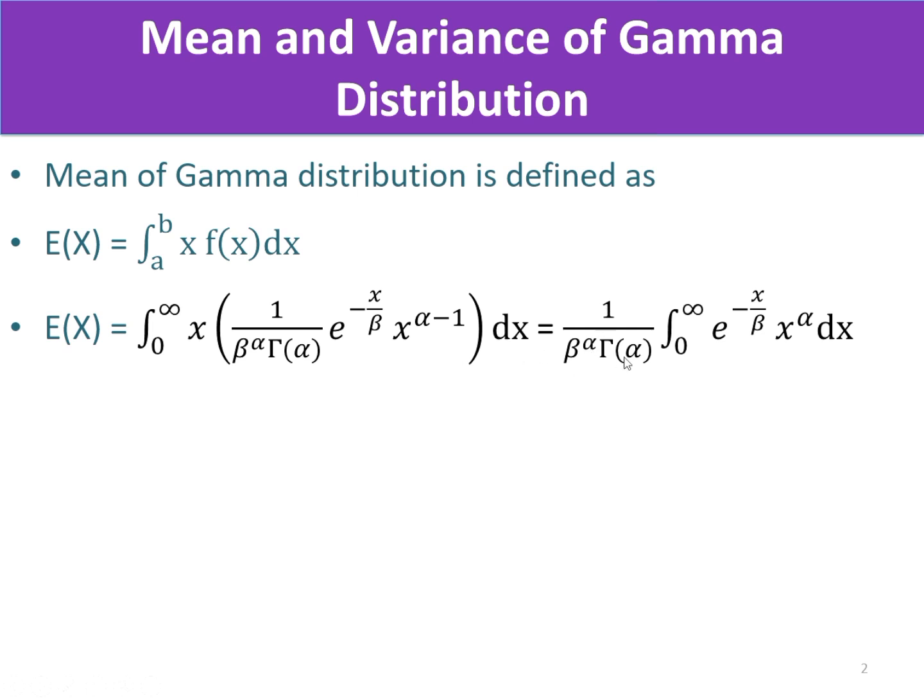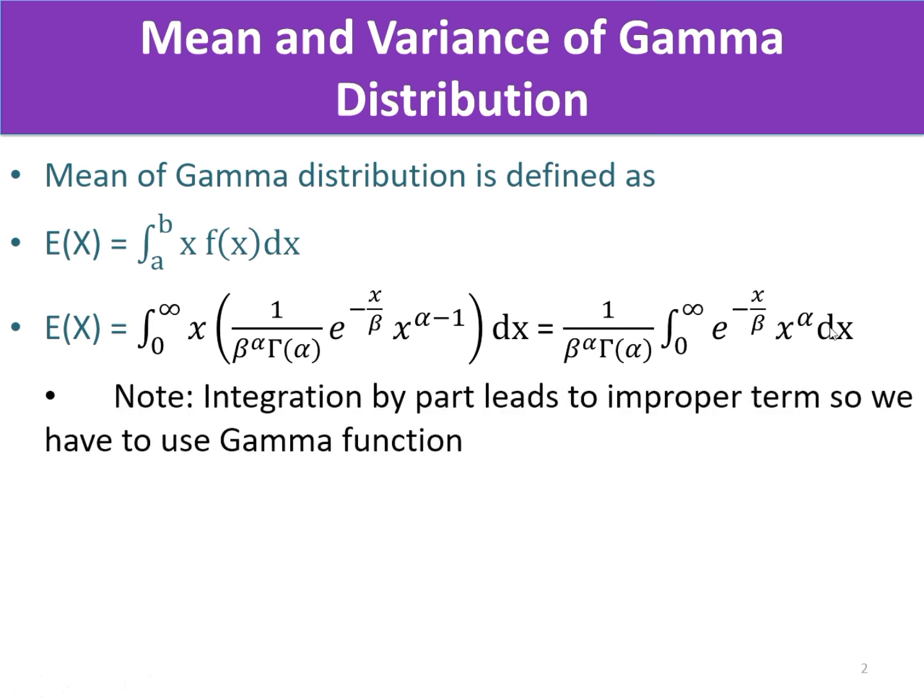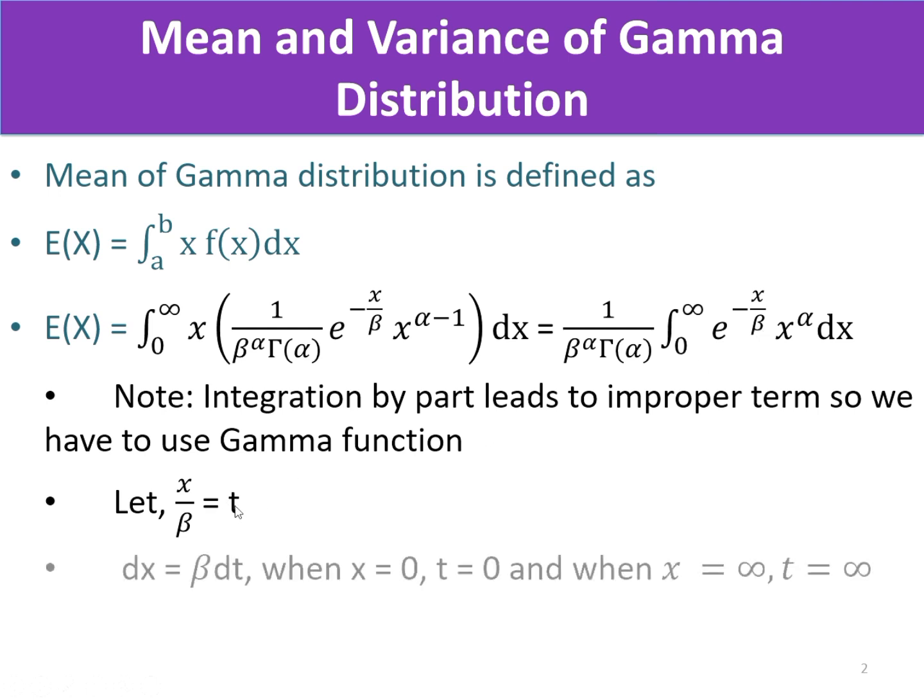alpha gamma alpha, integration from 0 to infinity, e to the power minus x by beta, x to the power alpha dx. Here, if we integrate this function using integration by parts, we lead to an improper term for the range infinity. So we have to use the gamma function. Let this term x divided by beta be equal to t. We have the derivative dx equal to beta times dt. When x is equal to 0, t tends to 0, and when x is equal to infinity, t is equal to infinity.